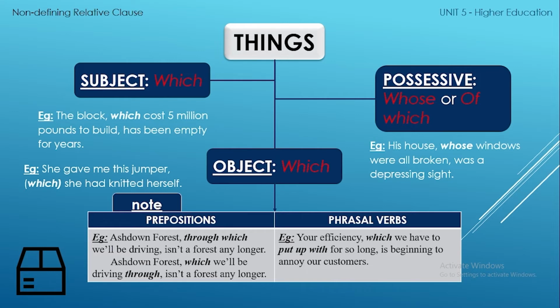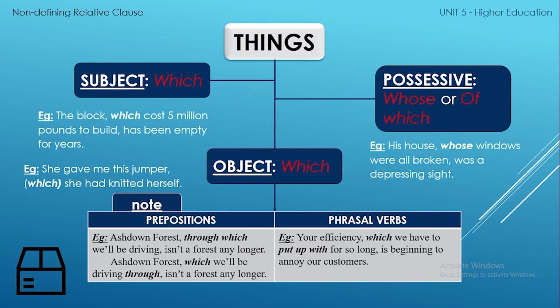Now, if that noun is a possessive, we can use whose or of which. For example, "His house, whose windows were all broken, was a depressing sight." If that noun is an object, we can use which. For example, "She gave me this jumper, which she had knitted herself."